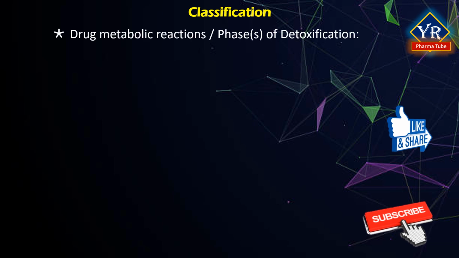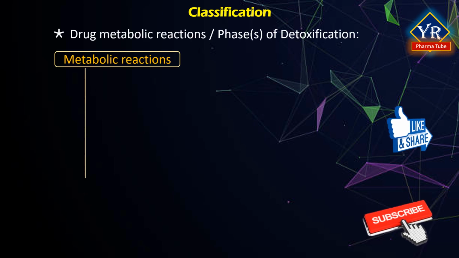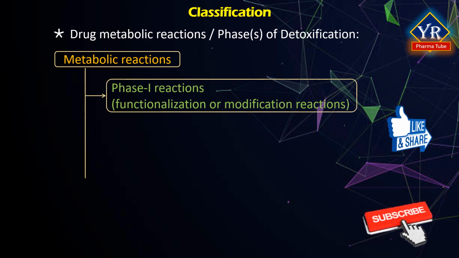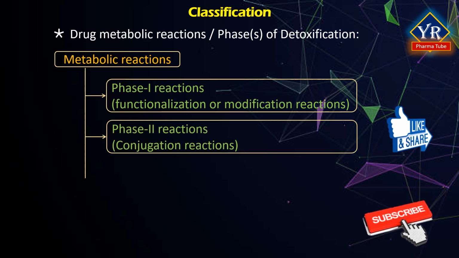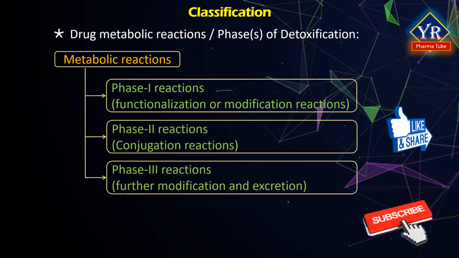The drug or xenobiotic metabolic reactions, or the phases of detoxification, are divided into three phases. Number 1, phase 1 reactions. Number 2, phase 2 reactions. And number 3, phase 3 reactions. It is important that these pathways are studied as the route of the metabolism of a drug, which can determine whether the drug has any pharmacological or toxicological activity.